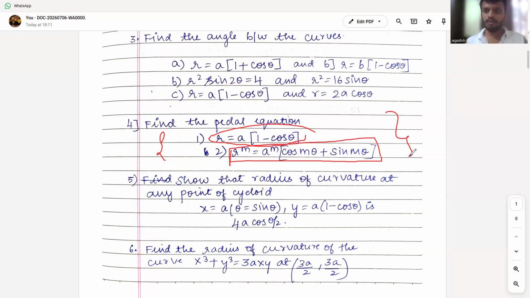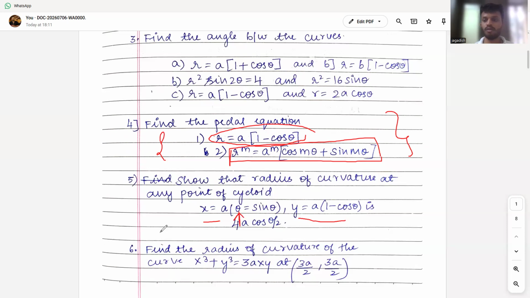Show that the radius of curvature at any point of a cycloid. They will be giving you two curves, that is x is equal to a into (theta plus sin theta), y is equal to a into (1 minus cos theta), is equal to 4a cos theta by 2.